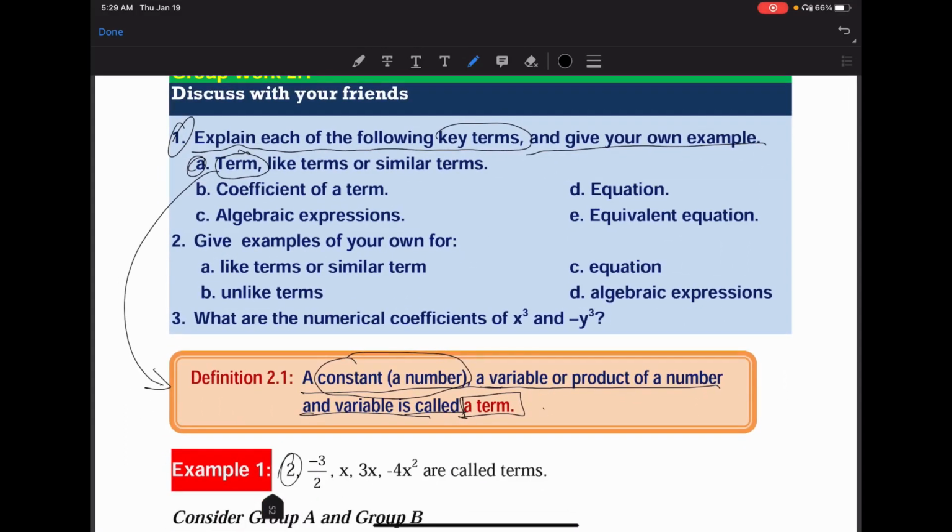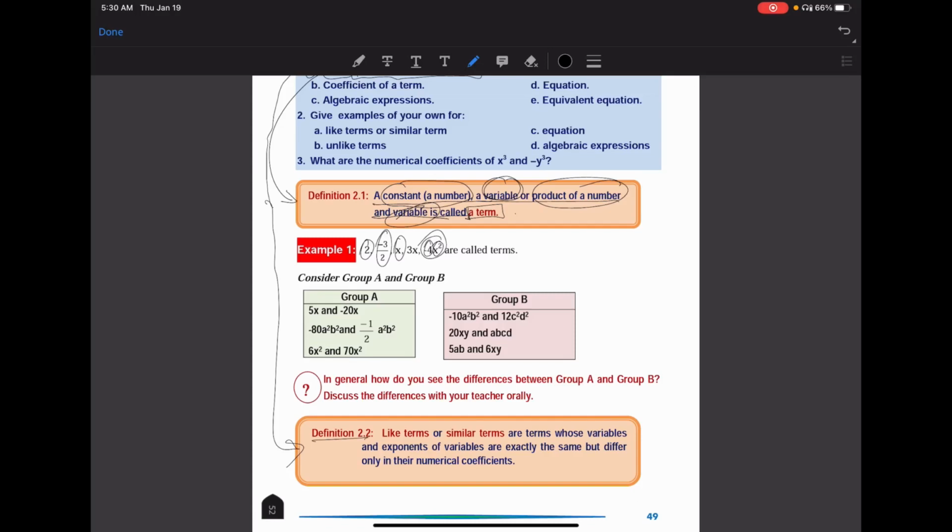Examples of terms: 2, since it's a number, a constant, is a term. Negative 1 over 2 is a number, a constant, therefore it's a term. x is a term because it's a variable. It can also be a product of a number and a variable, so in this case negative 4x squared: negative 4 is a number, x squared is a variable, therefore it is a product of a number and a variable, and therefore it is a term.